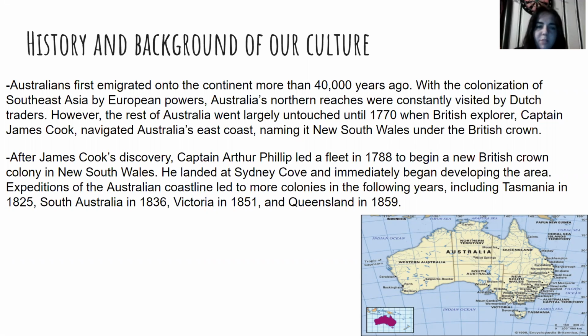After James Cook's discovery, Captain Arthur Phillip led a fleet in 1788 to begin a new British Crown colony in New South Wales. He landed at Sydney Cove and immediately began developing the area. Expeditions of the Australian coastline led to more colonies in the following years, including Tasmania in 1825, South Australia in 1836, Victoria in 1851, and Queensland in 1859.